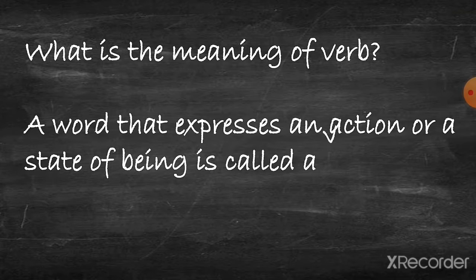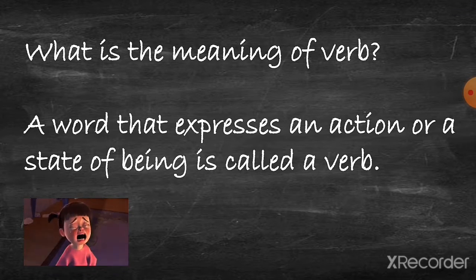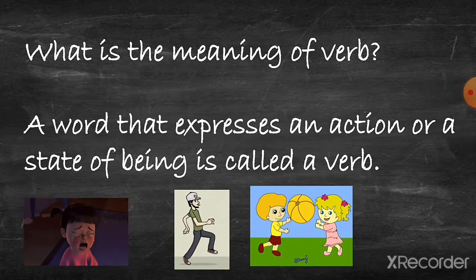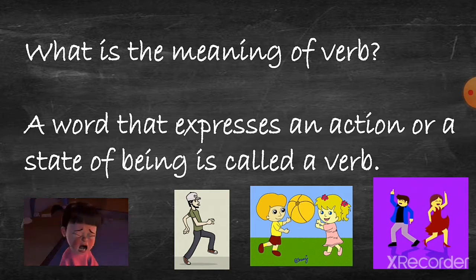So let's read the definition of verb. A word that expresses an action or a state of being is called a verb. My dear kids, verbs are action words. Let's take some examples: cry, run, play, and dance. These words are all actions, so all these words are known as verbs.